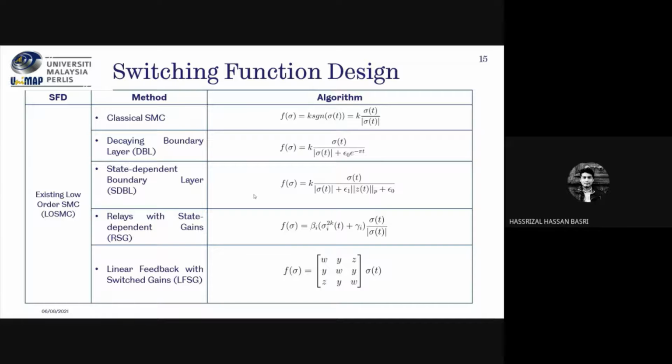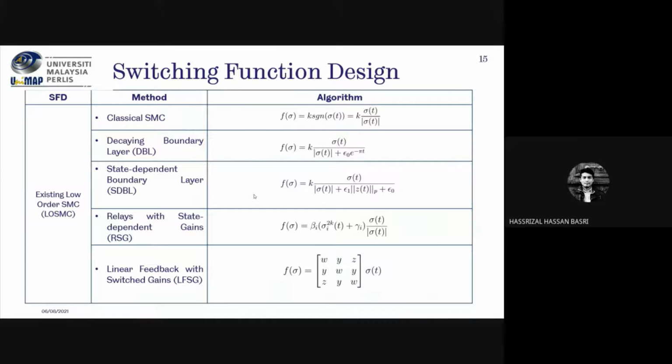The first group is using the low order sliding mode control, and the other group is using the higher order sliding mode control. So there are two groups in order to eliminate the chattering. Inside the low order sliding mode control, there are many methods, similar to the higher order sliding mode control. So firstly, we go to the low order sliding mode control first.